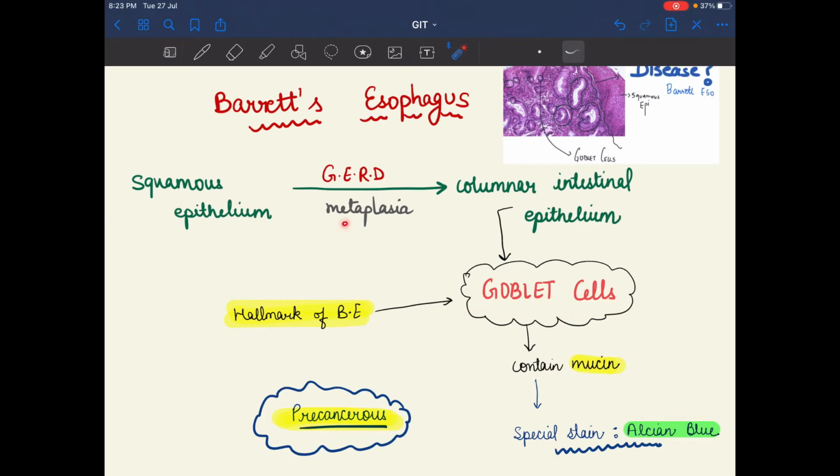In Barrett esophagus the cause may be metaplasia or may be gastroesophageal reflux disease also. So this is a precancerous condition. We can also remember that it is a precancerous condition.